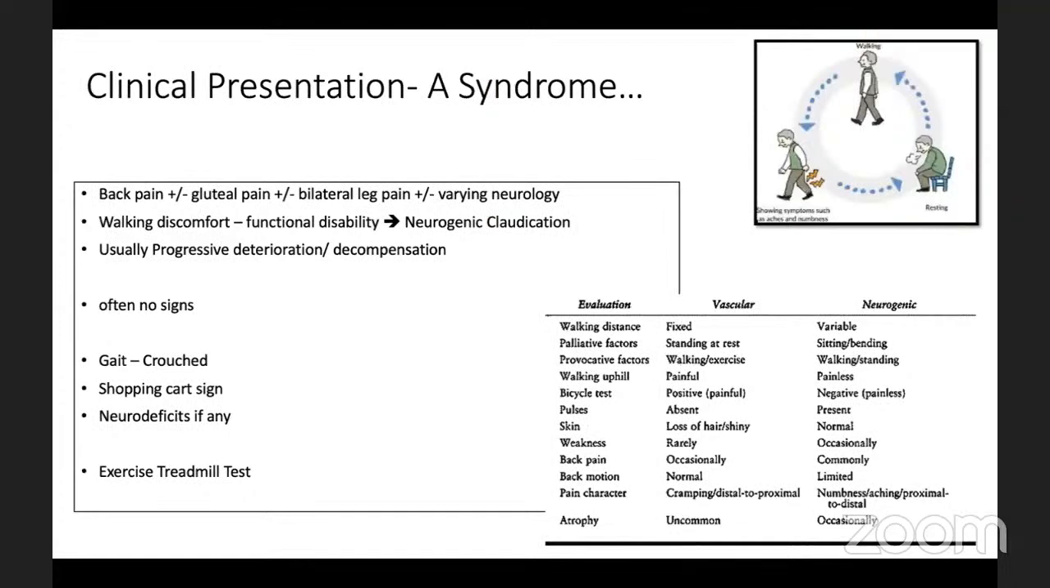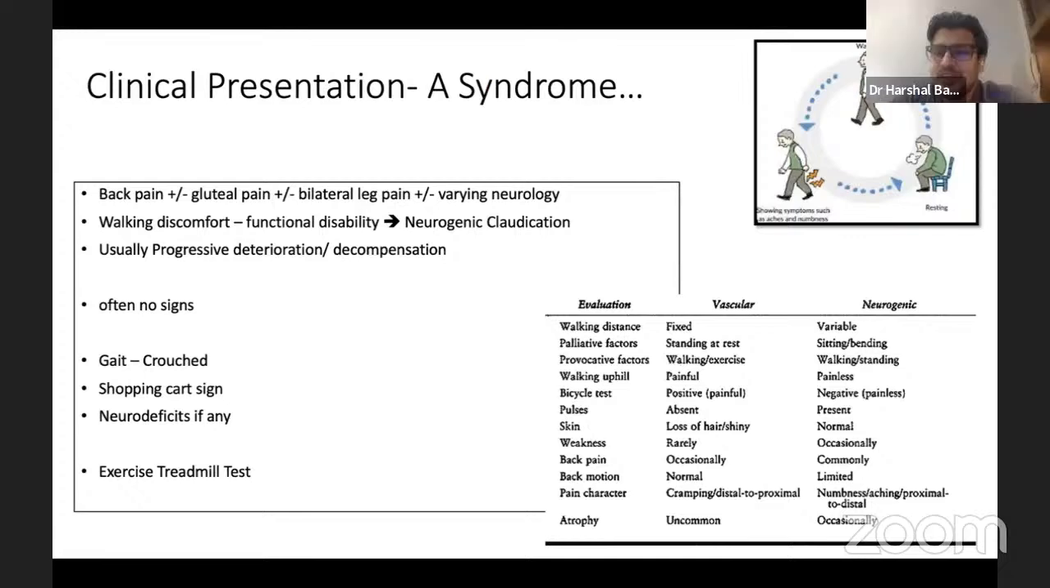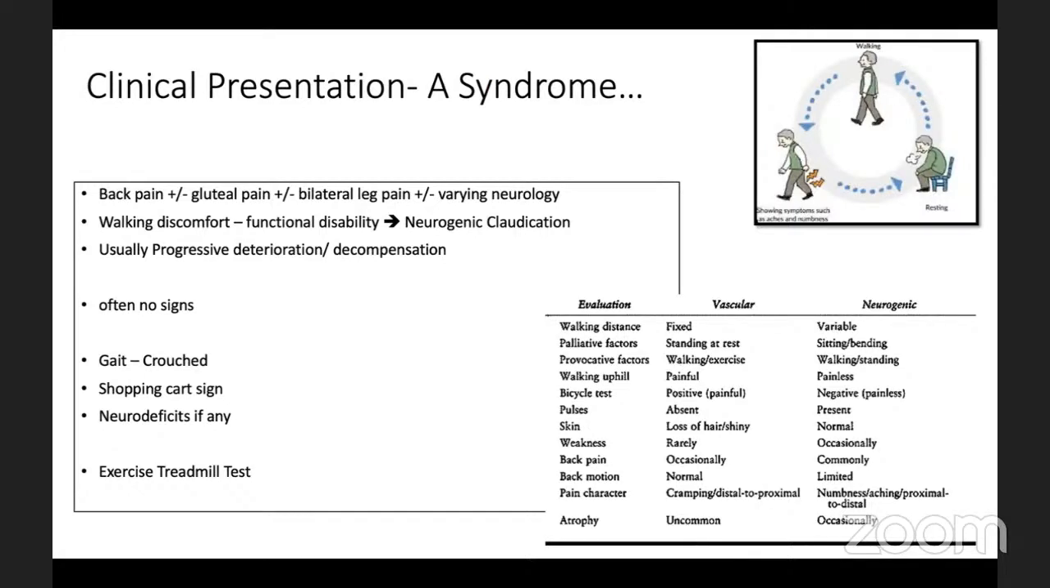Neurogenic claudication. Can I ask a question in between, or should I wait till the end? You can ask anytime. Please stop me and ask me anytime. Sir, I was just wondering, when you say that there is a venous stoppage, but an arterial flow continues, how does this happen at the level of pathoanatomy?